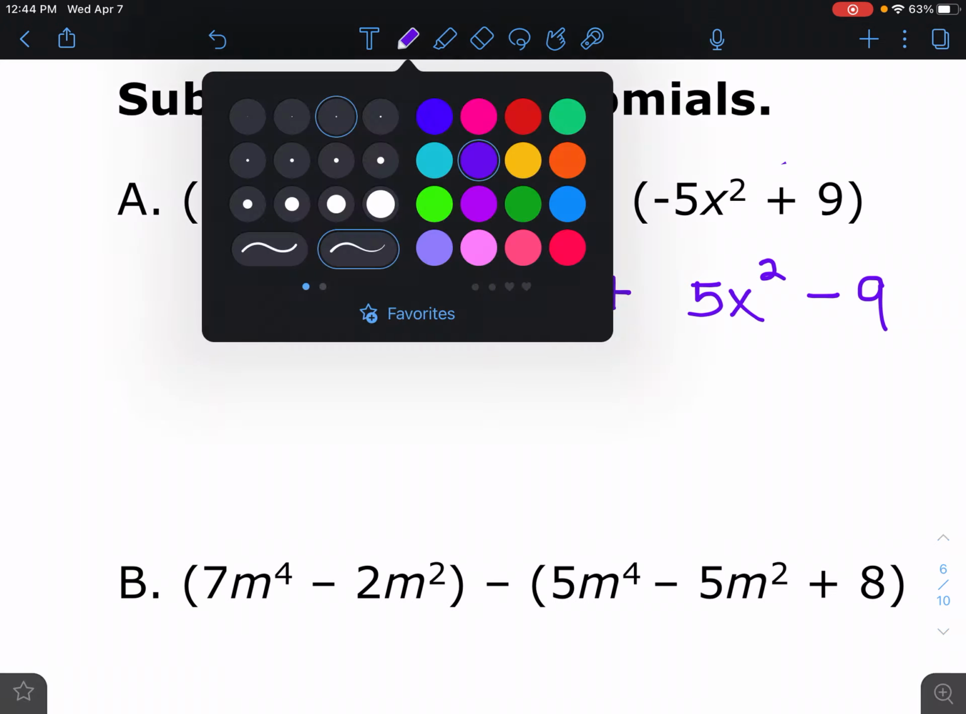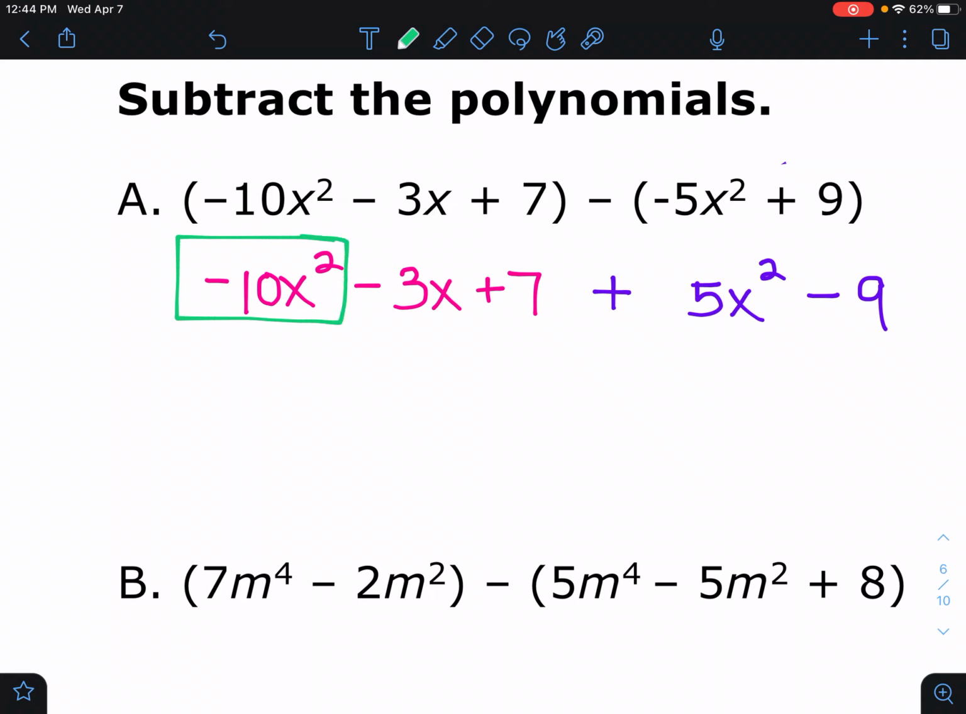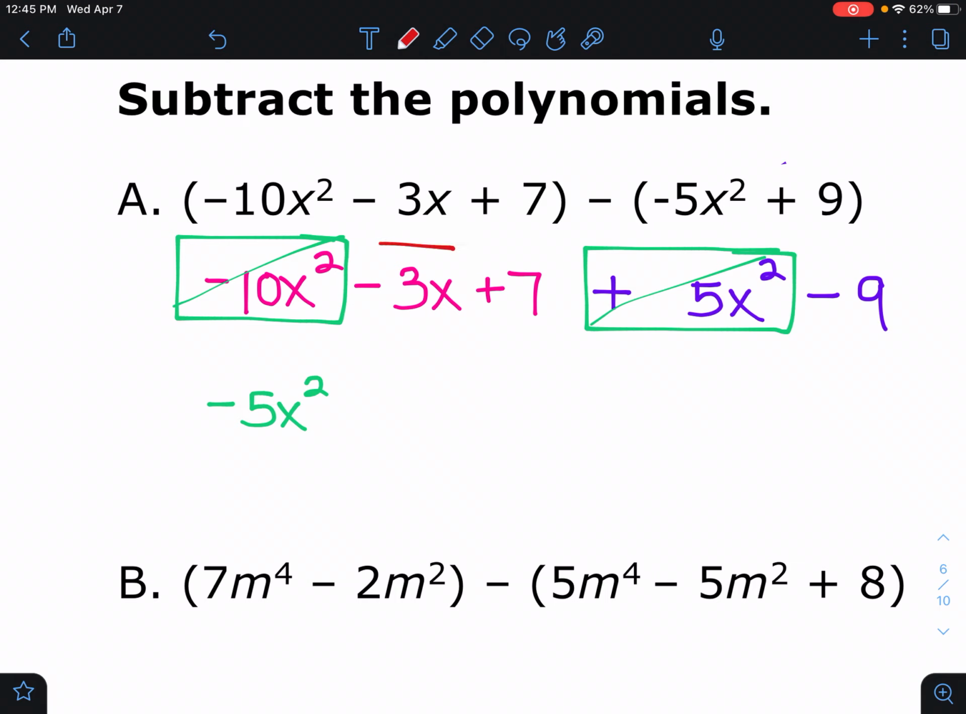Let's start with x squared. So I've got negative 10x squared, and again, we make sure the sign goes with it, and a positive 5x squared. So negative 10 plus 5, use your calculator if you're not sure, that's negative 5x squared. I'm going to cross those out so I don't forget. And now I'm going to continue on down the line here. I've got negative 3x, and I don't see any others, so I'm just going to bring that one down.